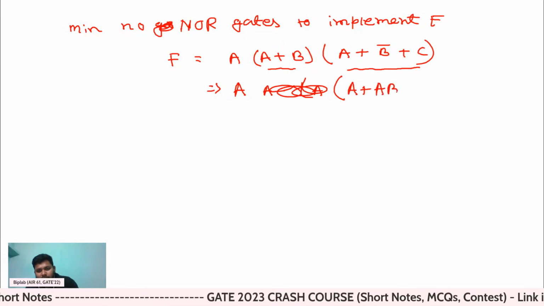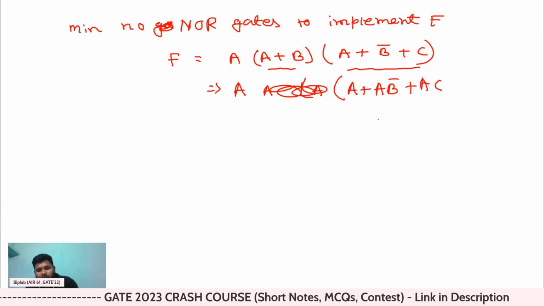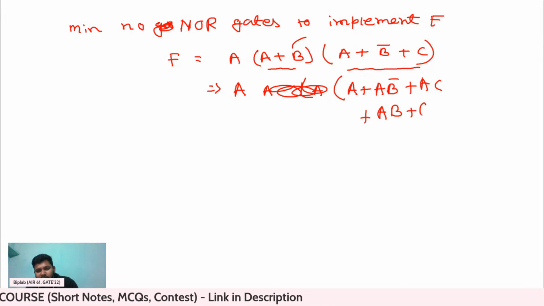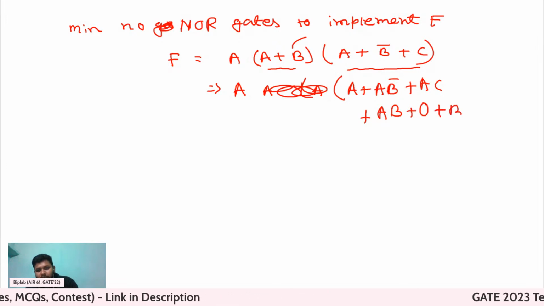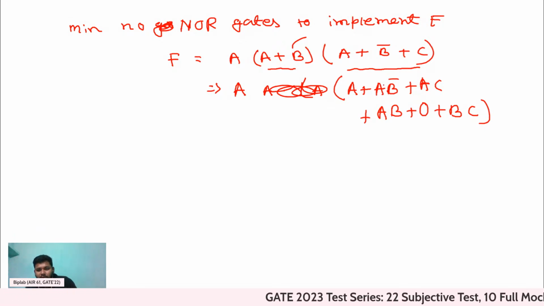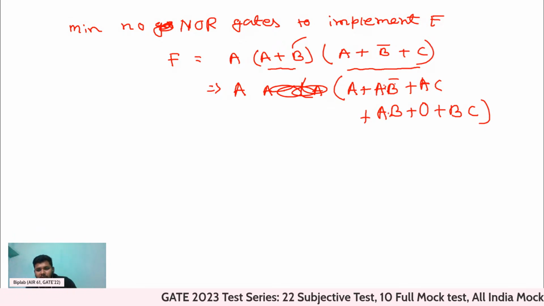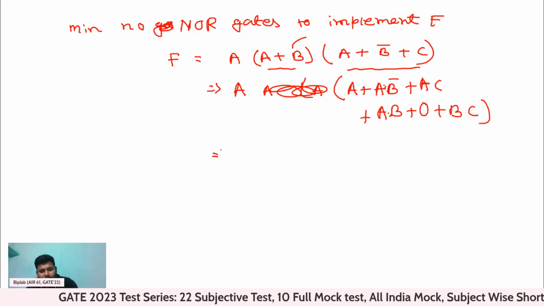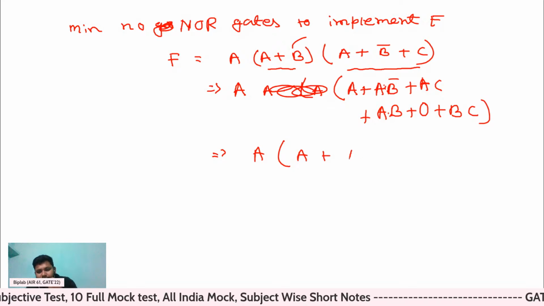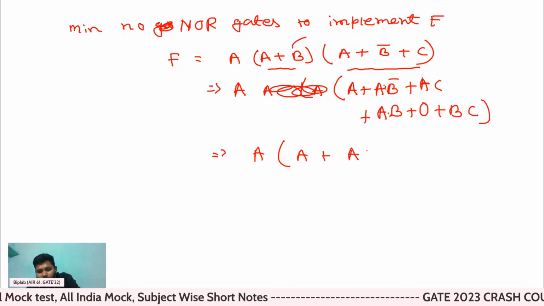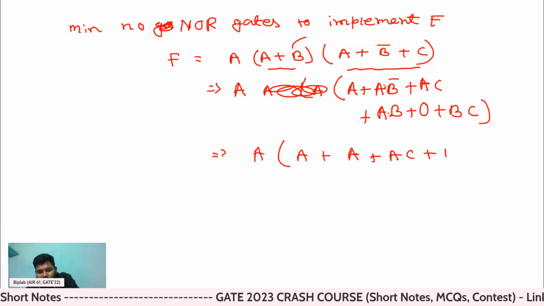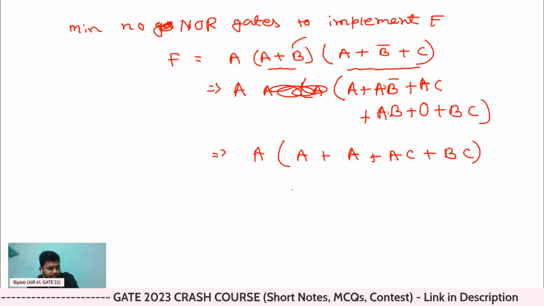Okay, so AB bar plus AC plus, multiplying with B, that is AB, plus 0, that is BB bar, plus BC. Okay, so if you take A common from these terms, you will have A. Okay, so you will have A plus, you are taking A common here again, so you are having A plus AC plus BC.